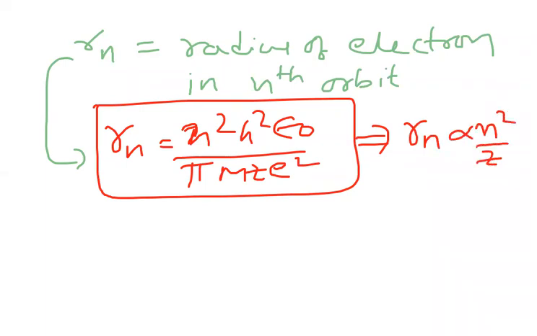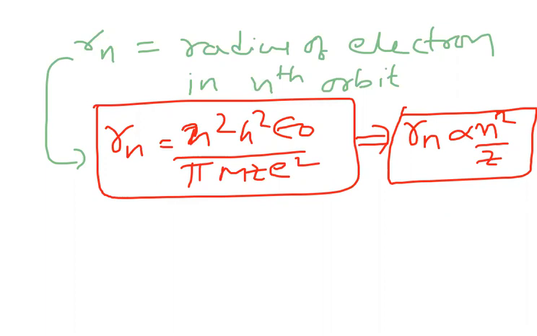Why? Observe carefully the remaining terms. h is Planck's constant, epsilon naught is constant, pi is constant, m is the mass of the electron, constant, and e is the charge of the electron, constant. Then we can write the radius of the electron in the nth orbit, Rn, is proportional to n square by z. So the radius of the electron in the nth orbit is directly proportional to n square by z.